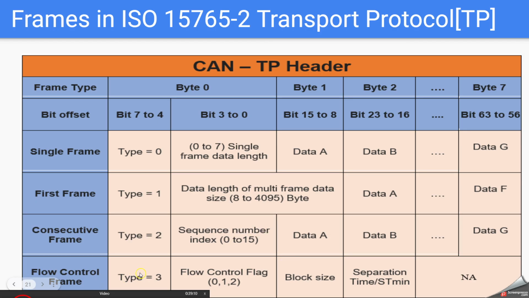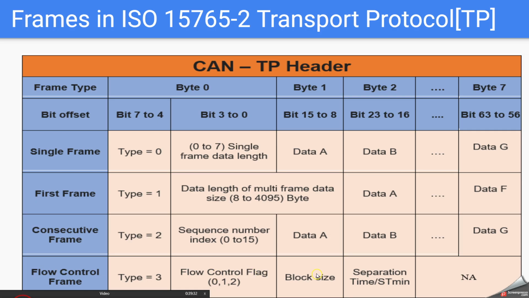Here we have a flow control frame. A flow control frame is used when I want to send data, but we want to know whether the receiver is ready to accept the further frames or not. For that, the flow control frame will be sent by the ECU. At that time, the type nibble of the first byte will be 3. Then we have some control fields like flow control flag, block size, and separation time.